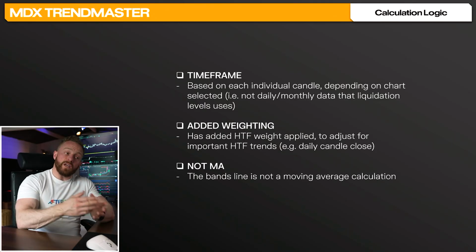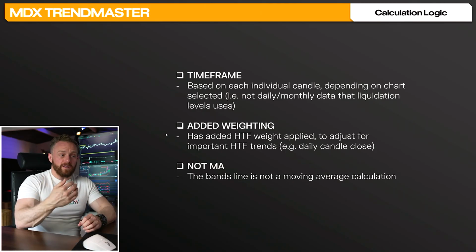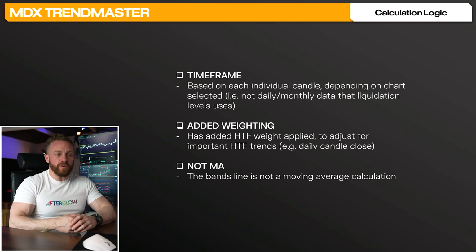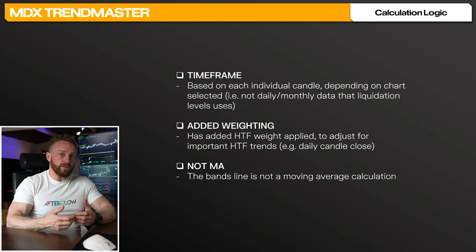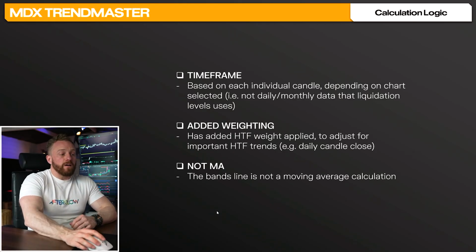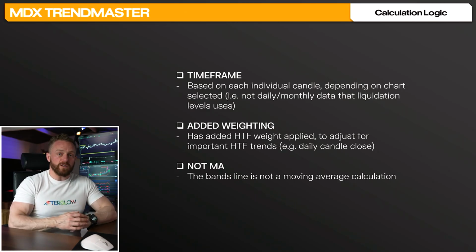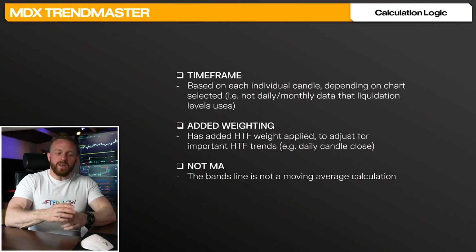The next thing is that the liquidity bands have an added weighting applied to adjust for important higher time frame trends, such as daily candle closes, which can shift the bands around when big moves are happening. And also, importantly, this is not just a simple moving average. It's a much more sophisticated calculation. So to explain this more clearly, let's jump over onto the whiteboard and I'll show a simple example to sort of get your head around this.